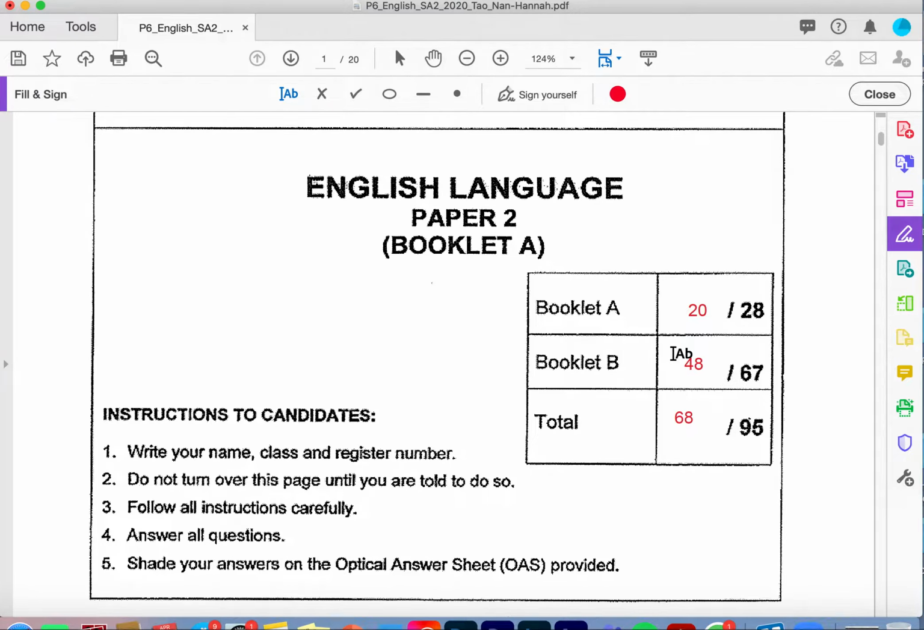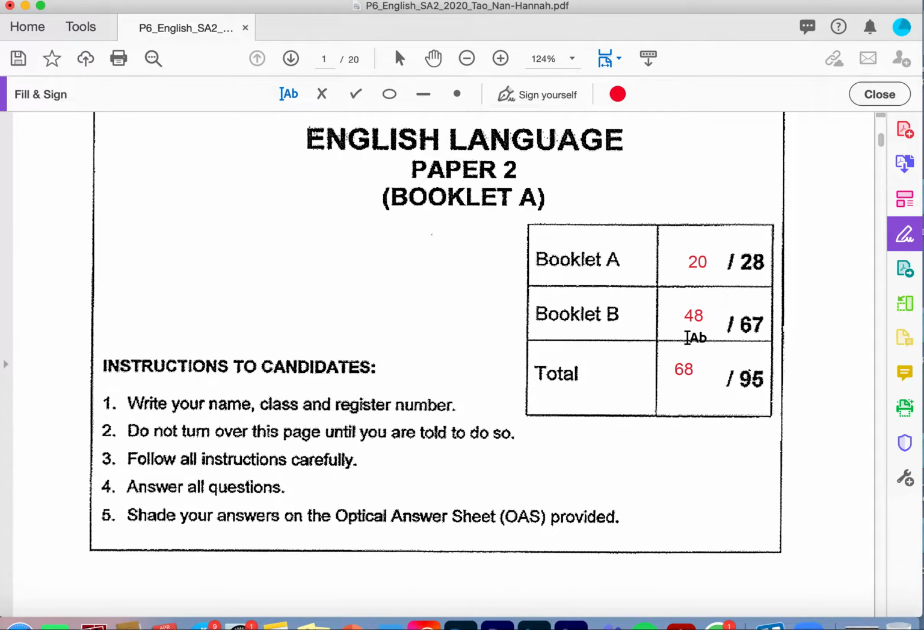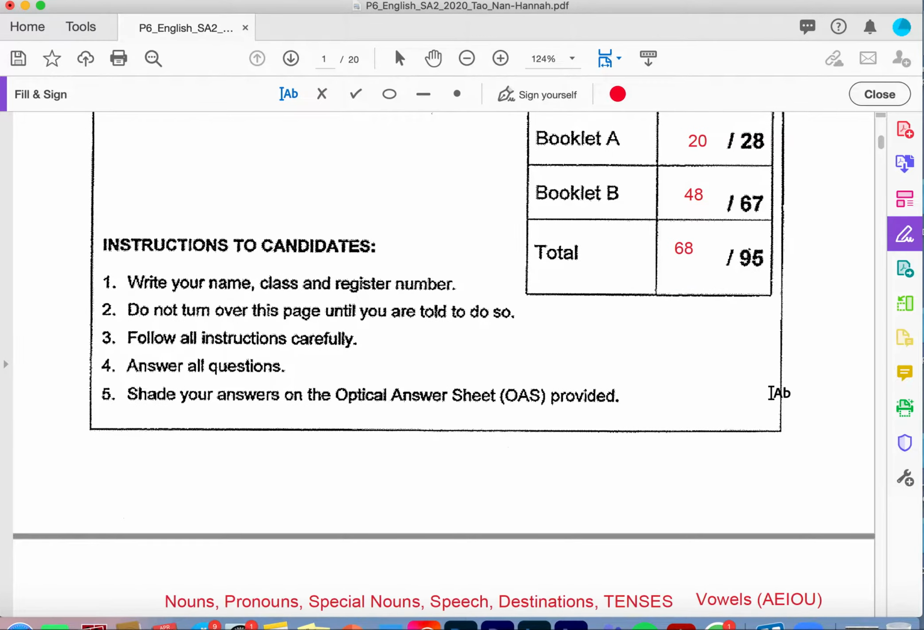Booklet B is often more open-ended questions. They're a bit more challenging, which means that you need to read even more carefully because it's very easy to lose marks here. So if you're able to get 48 and 20, you'll be getting 68 out of 95, which is actually not too bad. It's pretty good, quite decent. But yes, this is just to be safe.